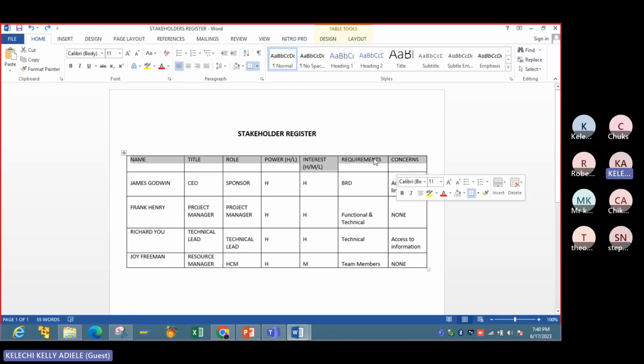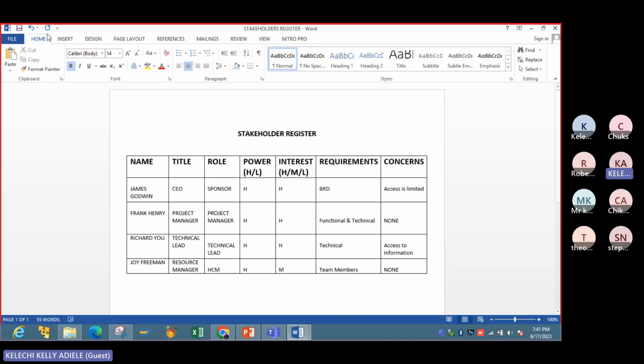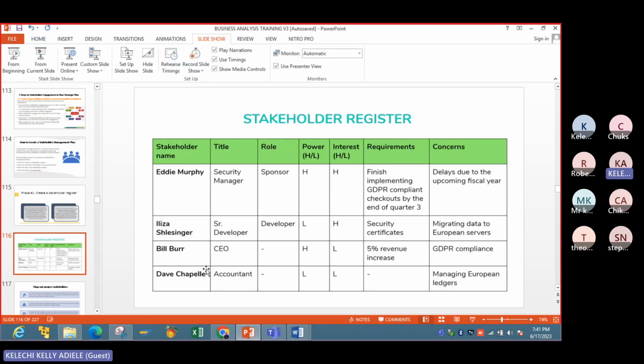These are internal stakeholders anyway. Remember, you have both internal and external stakeholders. So this is what your stakeholder register should look like. I have this already for my own project, so you can come up with yours as much as possible. All right.